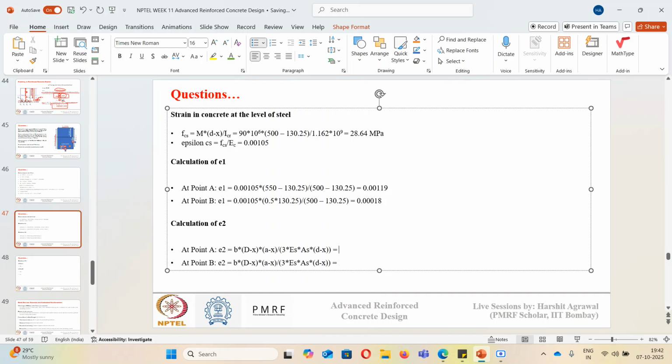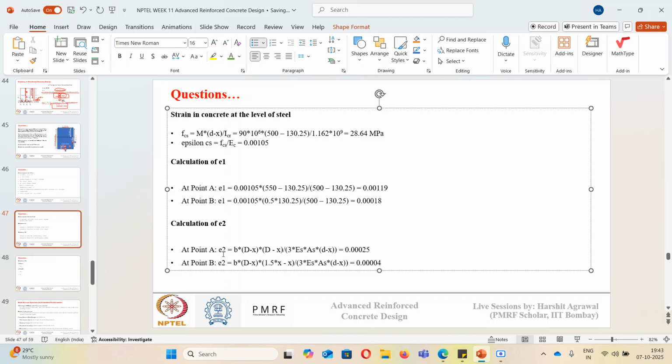Similarly, for epsilon 2, you will use this relationship that is given in the question. Everything else will remain the same, just the value of a is changing. For point A, the value of a is equal to D, and for point B, the value of a is equal to 1.5 times X. When you substitute all the values, you will get epsilon 2 at point A equal to 0.000025, and epsilon 2 at point B equal to 0.4 times 0.4. Okay, so epsilon 1 and epsilon 2 we know.